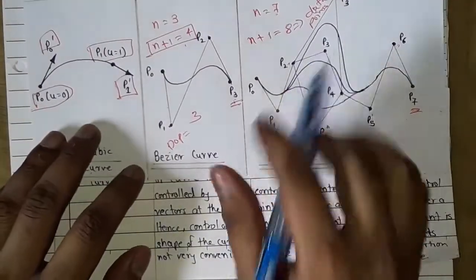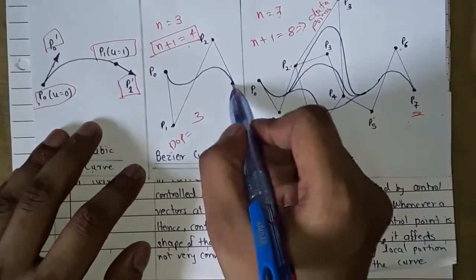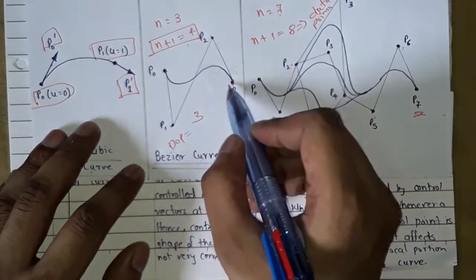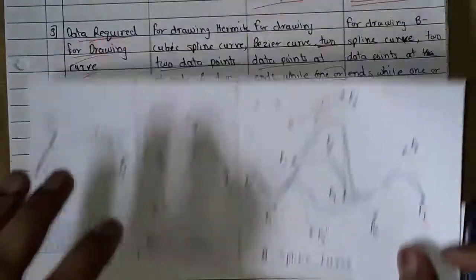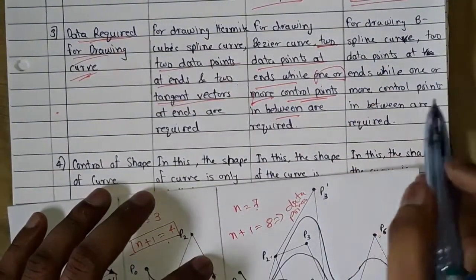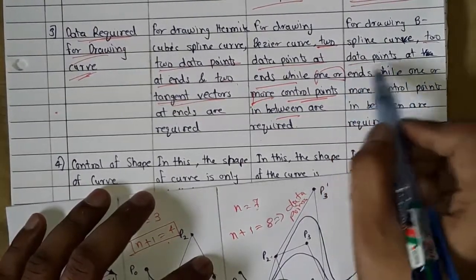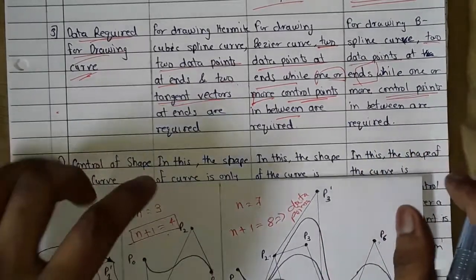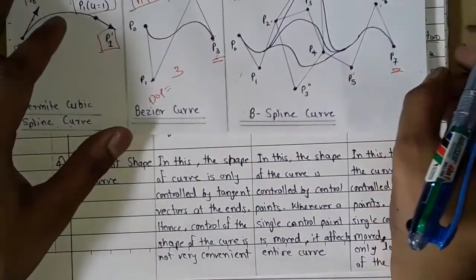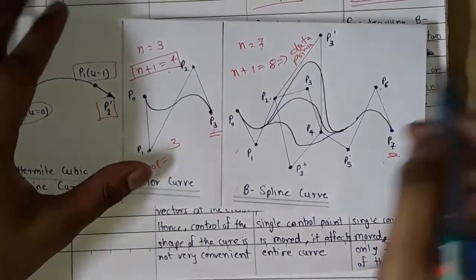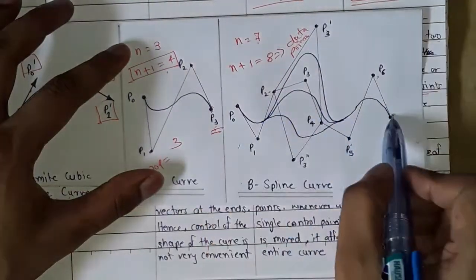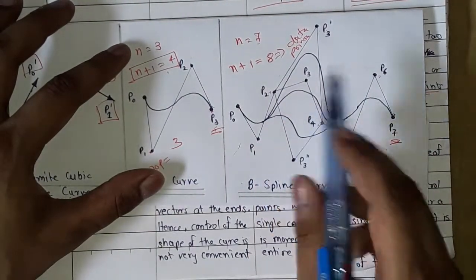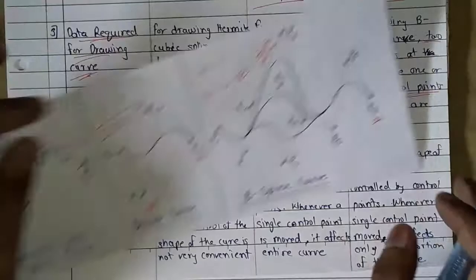Here, as we can see, there are 2 end points and 2 control points in between those 2 end points. For drawing B-spline curve also we require 2 data points at the ends and 1 or more control points between the 2 data points. As we can see in the diagram, these are the 2 end points, and all these are our control points in between those 2 end points.